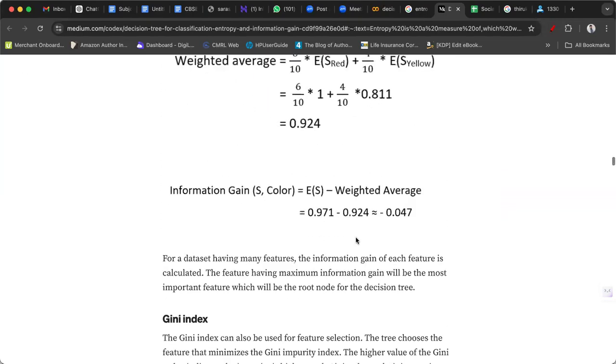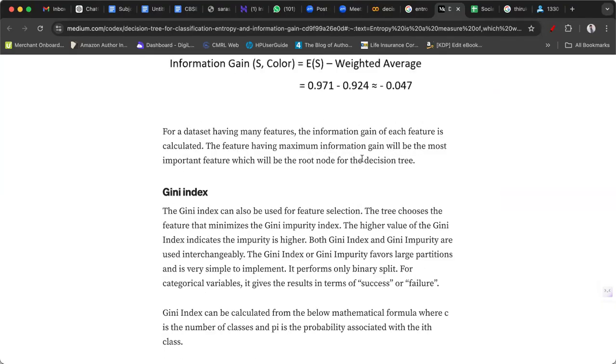Okay. So what is the other point? The feature having maximum information gain will be the most important feature, which will be the root node for the decision tree.